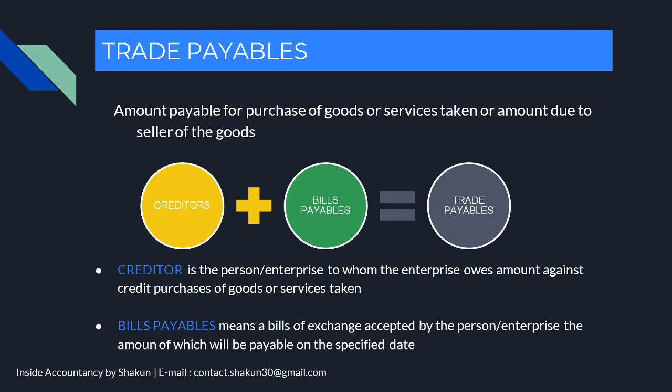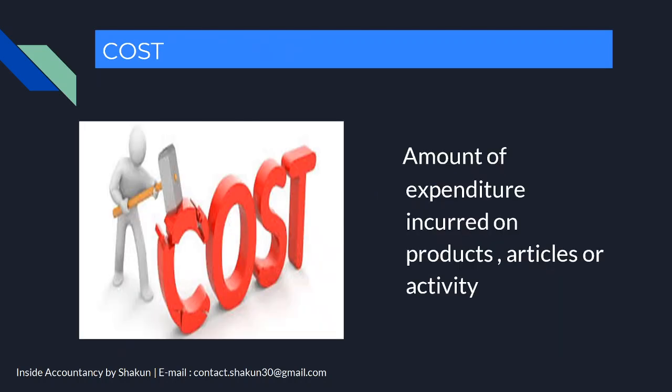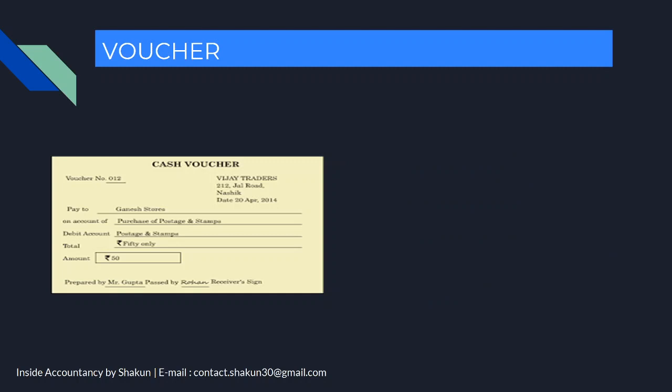The next term is cost. Cost is the amount of expenditure which is incurred on products, articles, or activity. So the cost of manufacturing a product, the cost of purchasing an article, or the cost of carrying out an activity, all these are included in cost. A business firm should always try to reduce the cost in order to increase the amount of profits that the firm makes.